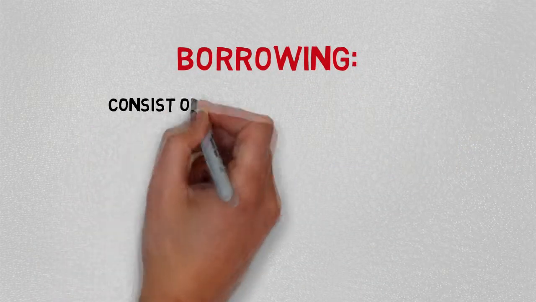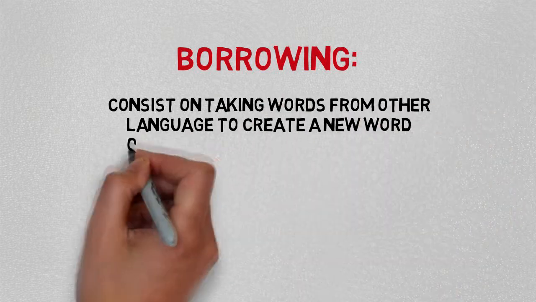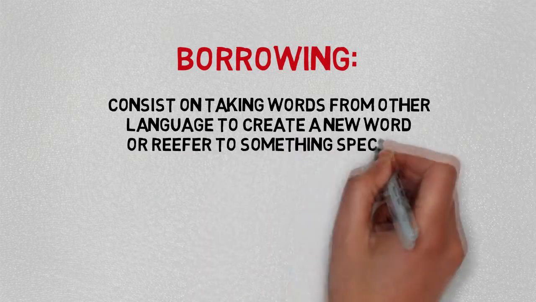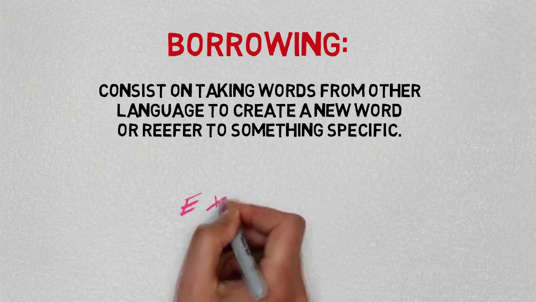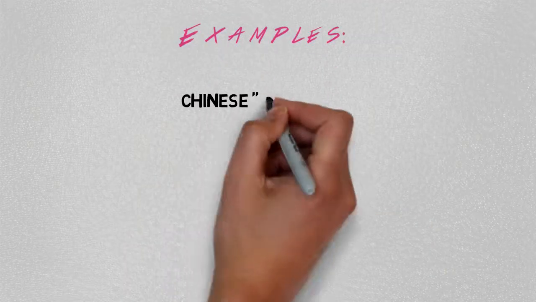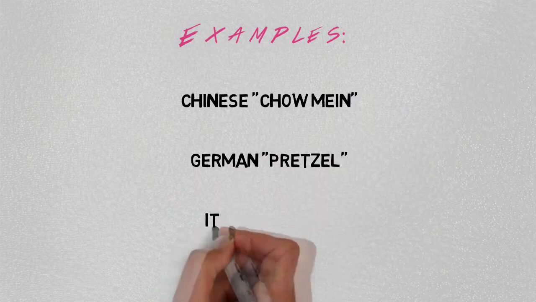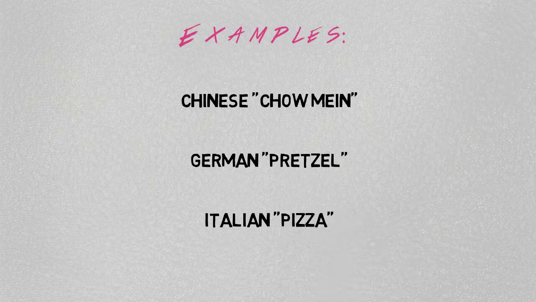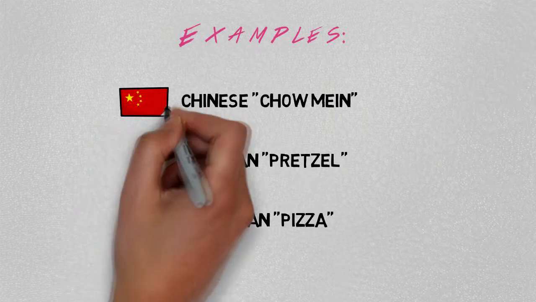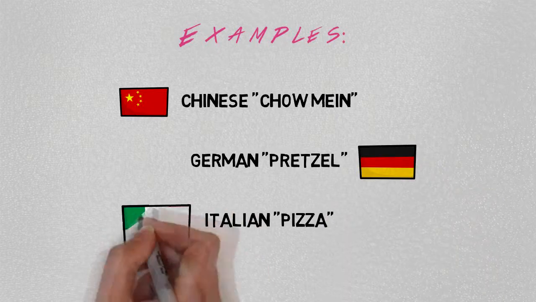Borrowing is the most common process to create new words. It consists in taking words from another language to create a new one or to refer to something specific with the same meaning. It's more than just borrowing, because any language that borrows words from another language will not give it back once they use it. For example, the word chow mein comes from Chinese, pretzel comes from German, pizza comes from Italian.